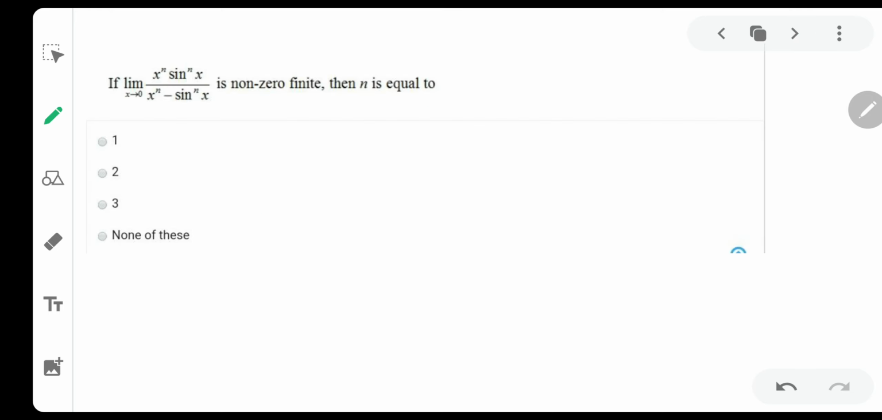So this video is based upon a limit concept. The concept is: if limit x tends to 0, (x^n sin^n x)/(x^n − sin^n x) is a non-zero finite number, then n is equal to? Before solving this question, you need to know a few things. Now, what are those few things? Let me start with that.